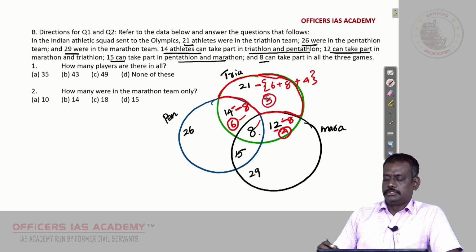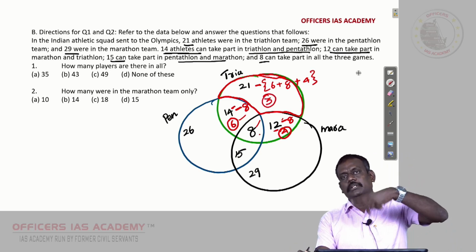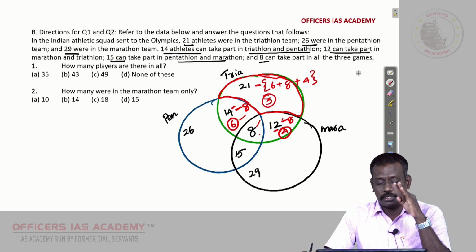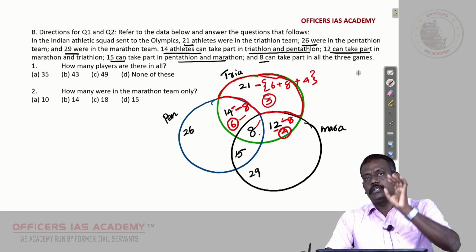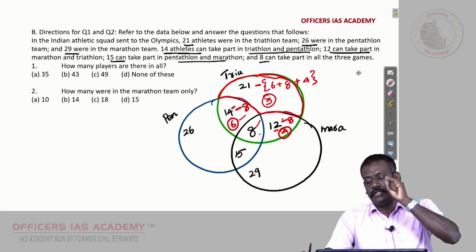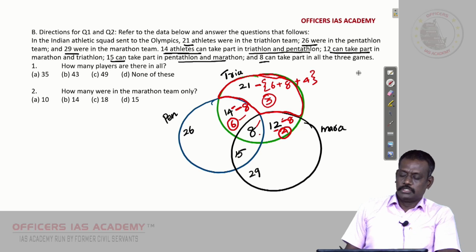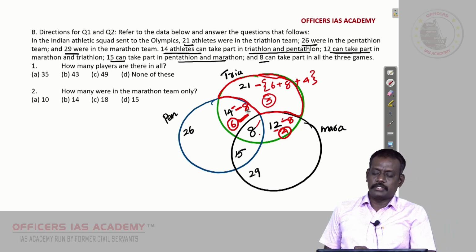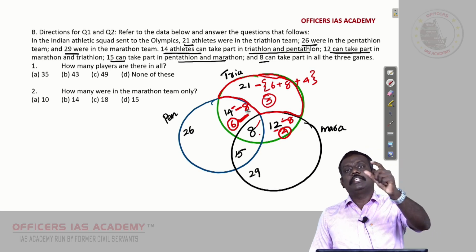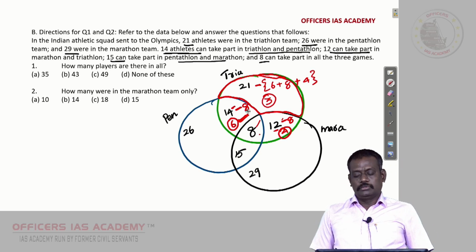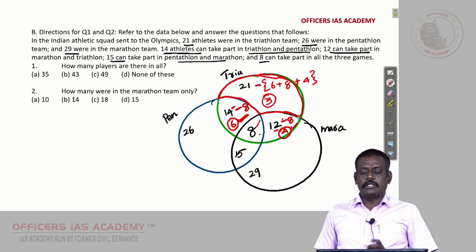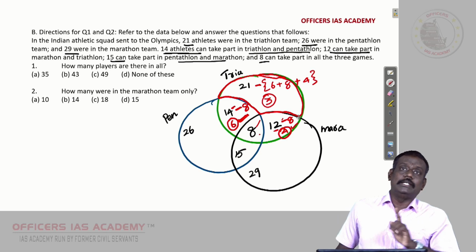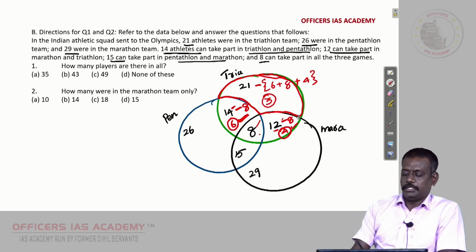Just put a round. Okay, so if you are marking a round, it means that is the only value. So it means there are only 3 students or 3 players in the triathlon team only. Understood? And here we have 6, right? So it means there are 6 players in pentathlon and triathlon team only. Okay, and here we have 4, so it means only 4 players are in triathlon and marathon team only. Understood? Similarly, do it for this.